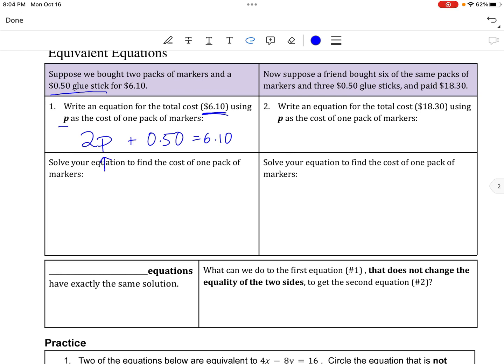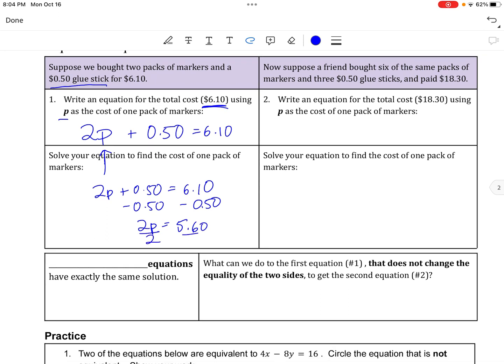And now we only have one variable. We can figure out how much the markers cost if we just solve our equation, right? So we can subtract 50 cents from both sides. We get 2p equals 6.10 minus 50 cents, which is $5.60. Divide both sides by 2. We get p equals $2.80. That's the cost of a pack of markers.